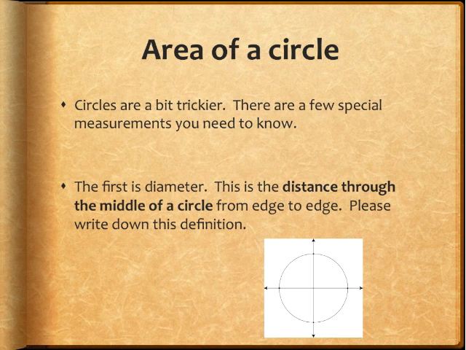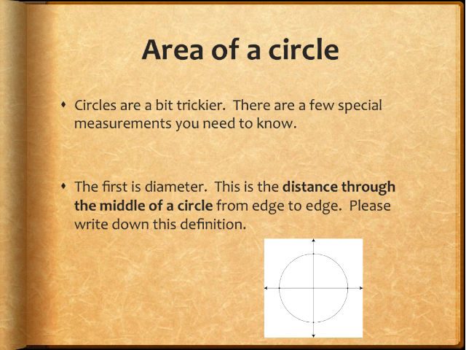So we're going to learn the area of a circle, but it's going to take us 2 classes because there's so many new things to develop first. Circles are a bit trickier to figure out the area because they don't have square edges for us to measure. So the space inside is not as easy as taking 2 linear measures and multiplying them by each other. So the few special measurements you need to know, the first is diameter. Now the diameter and the radius are terms that you're going to hear a fair bit of.